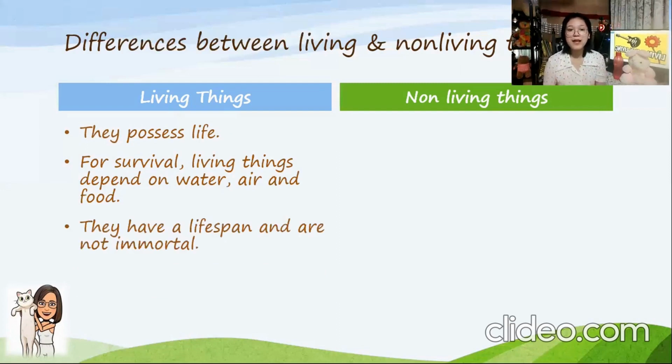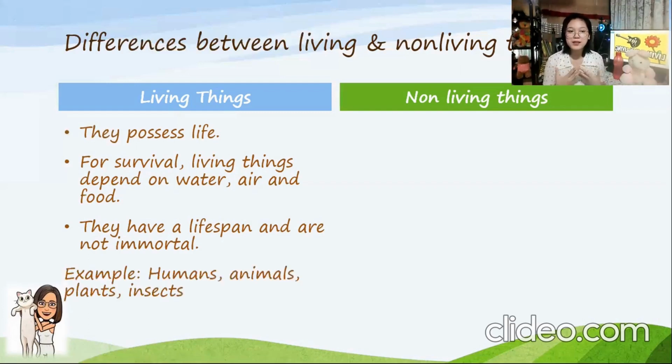Well, we also have a lifespan and are not immortal. So living things have a lifespan and we are not immortal. Well, like what I've said, eventually we will die. It depends on how you will die. It may be through a disease, aging, or accident. Because we're not immortal. We are not vampires. Okay? Examples are us, humans, animals, plants, insects. Well, if you kill an animal, it will die.